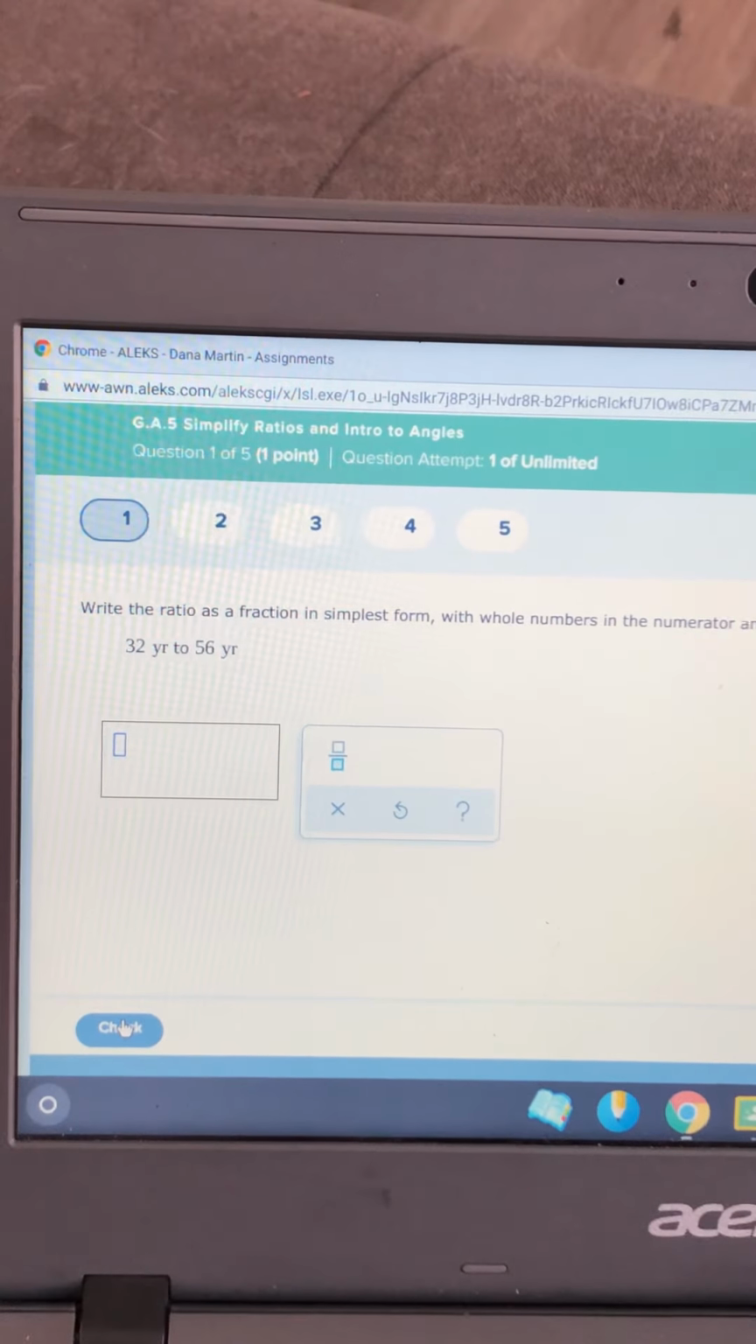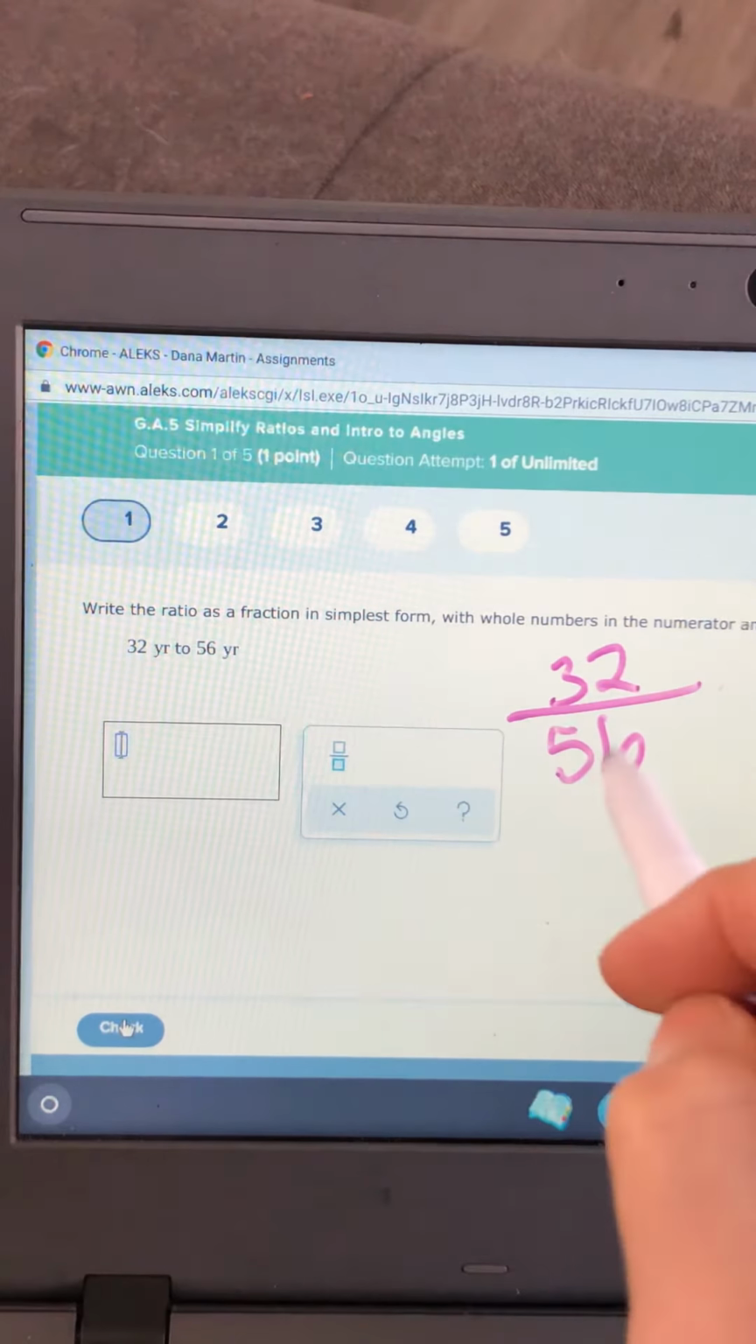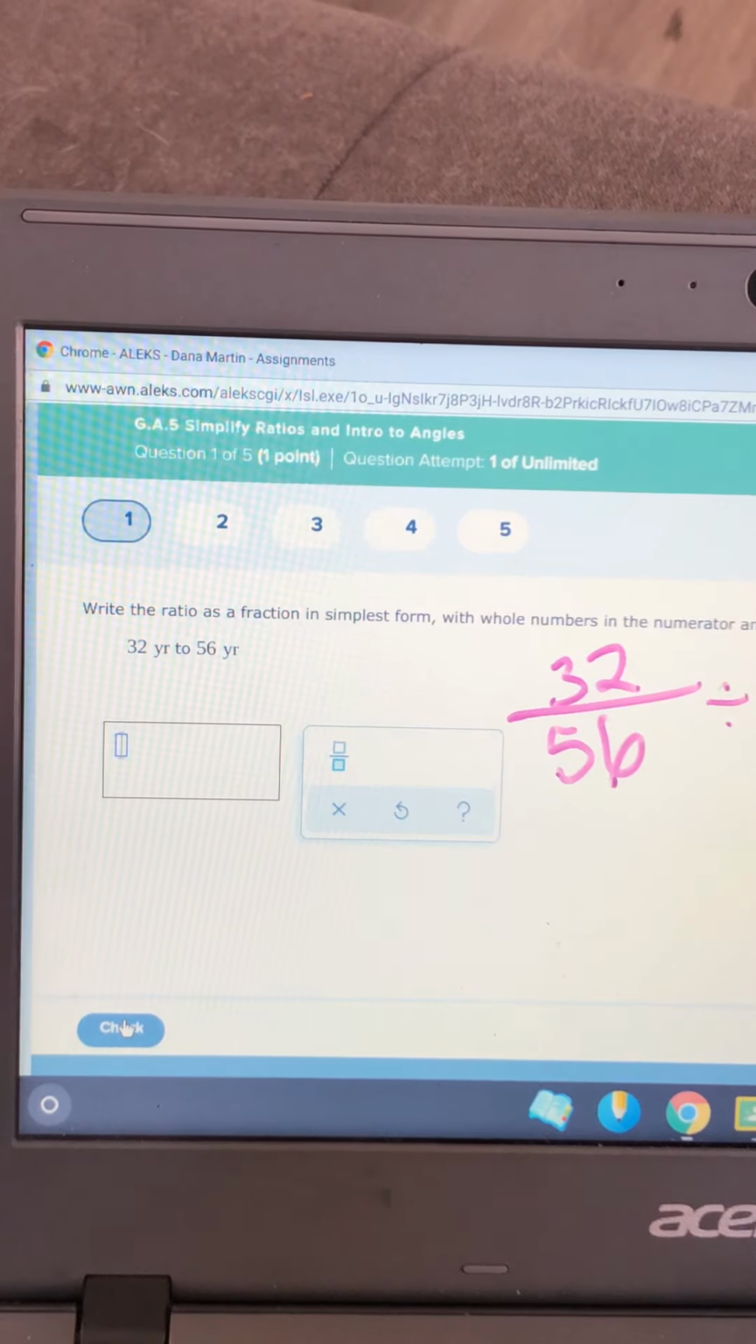So to make this into a fraction, you always take the first number and put it on top, and the second number is the denominator. Now think of the biggest number that we can divide out of both of these to simplify it. 2, yep, 2 goes into it. 4, yeah, 4 goes into it. But let's think of 8 times 4 and 8 times 7. That is the biggest number that we can take out of this.